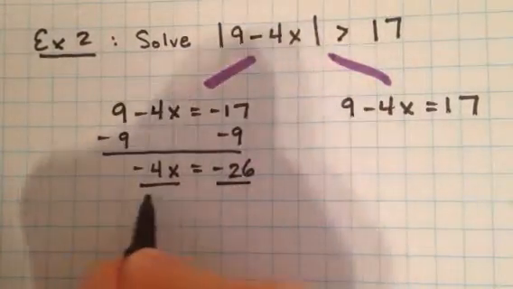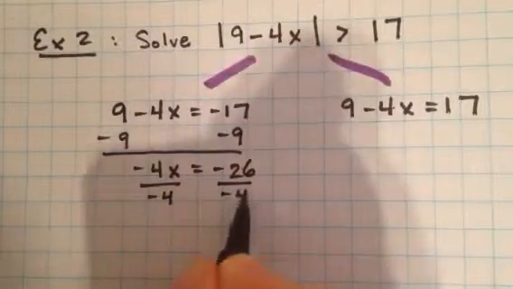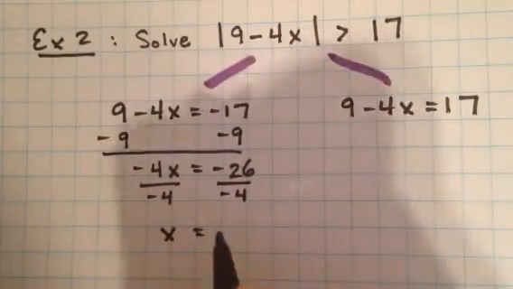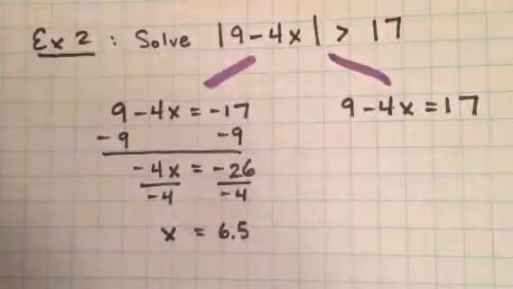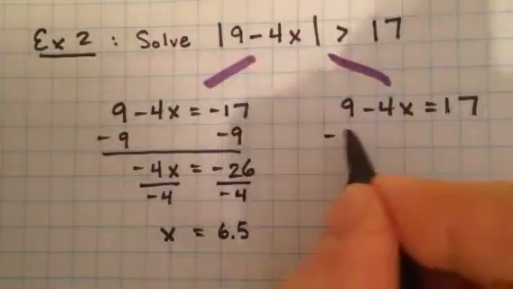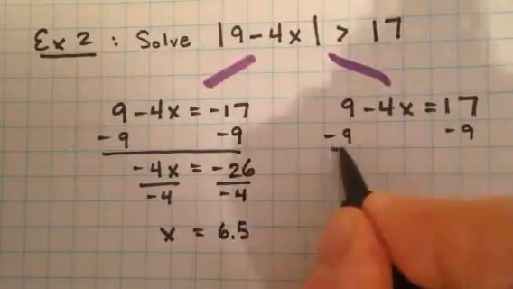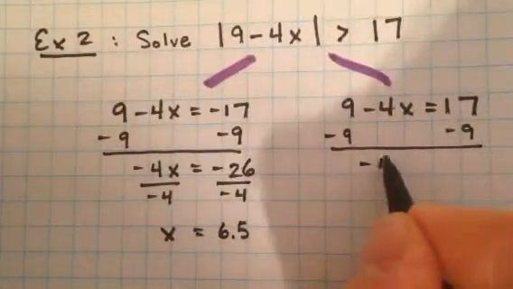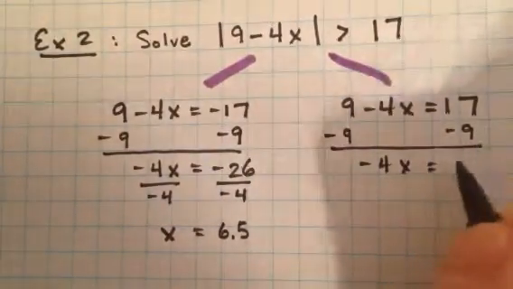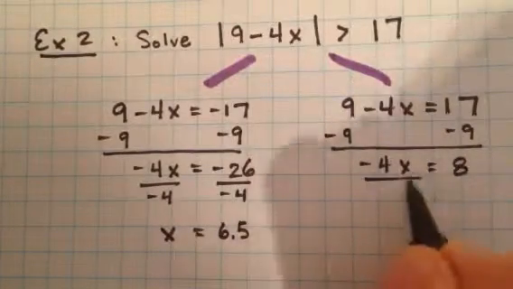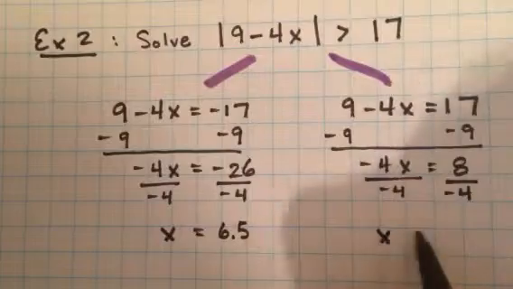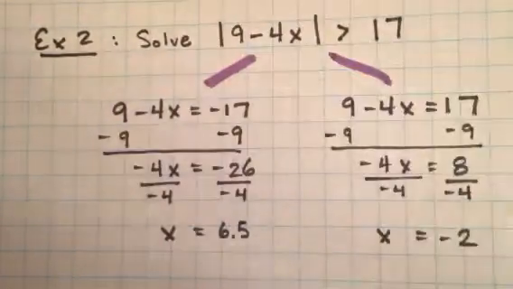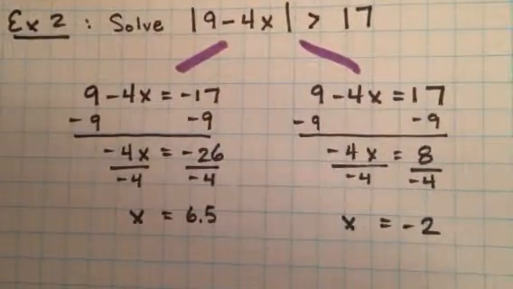And then divide both sides by negative 4. We get x could be equal to 6.5. Over here, subtract 9 from both sides. We get negative 4 times x could be 8. Divide both sides by negative 4. You get x is equal to negative 2. So again, we've got our important points.